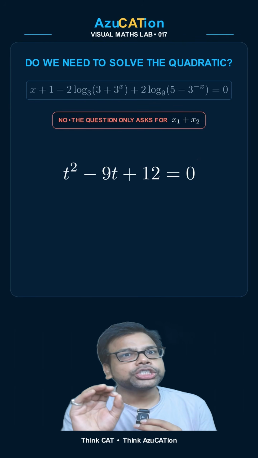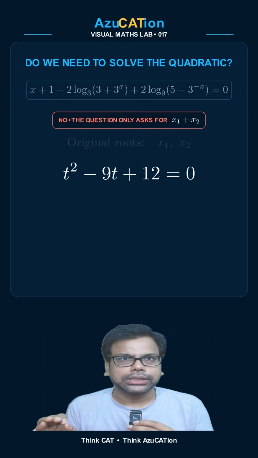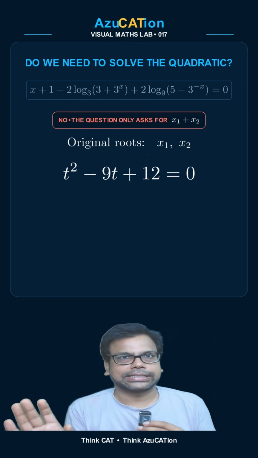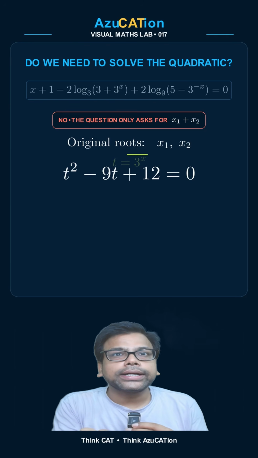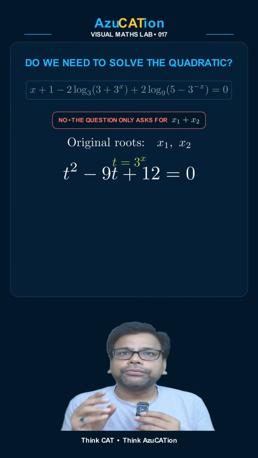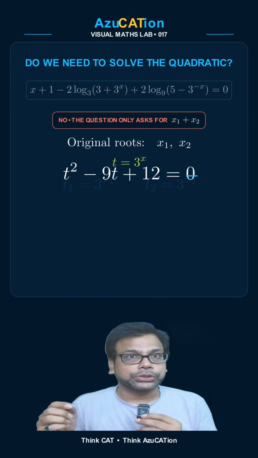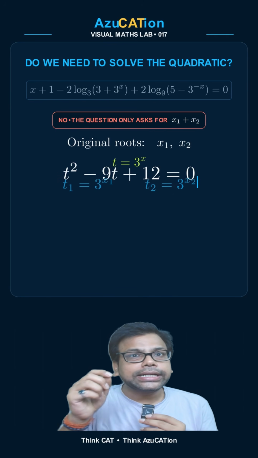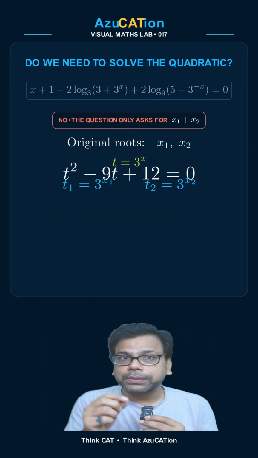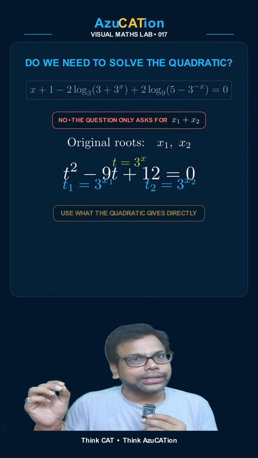The question is not asking for the individual roots. It is only asking for the sum of the original values of x. So solving the quadratic completely is unnecessary. Let the 2 roots of the original equation be x1 and x2. Since t is equal to 3 raised to power x, the 2 roots of the quadratic are 3 raised to power x1 and 3 raised to power x2.